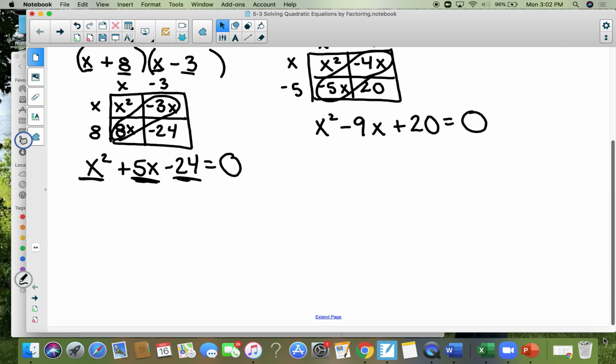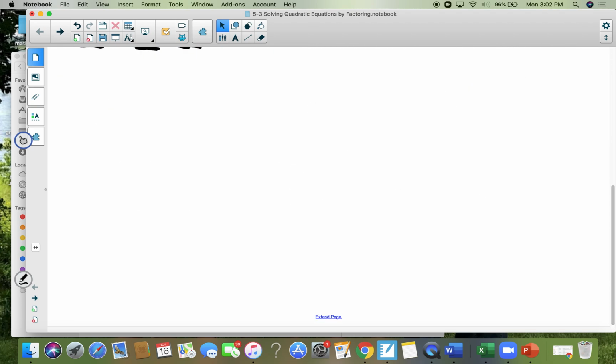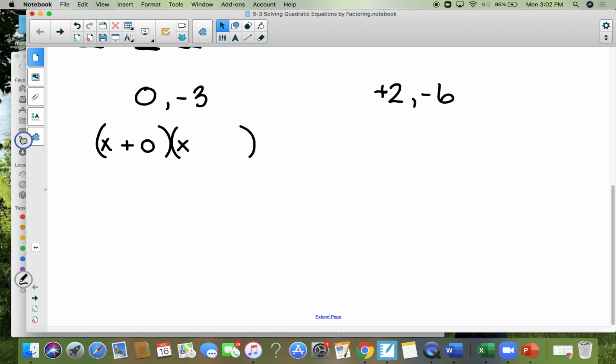Okay, let's do 2 more, and I think we are done with homework. So let's do 0 and -3, and let's do 2 and -6. Okay, so what happens if it's a 0? There isn't much. Again, the same thing. You're going to put an x here and an x here. You can either do a +0 or a -0. I don't think that's going to make a difference. The opposite of a -3 is a +3.